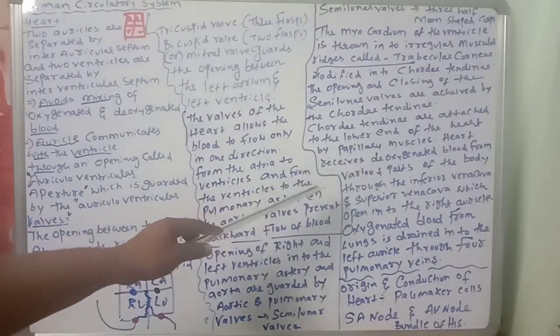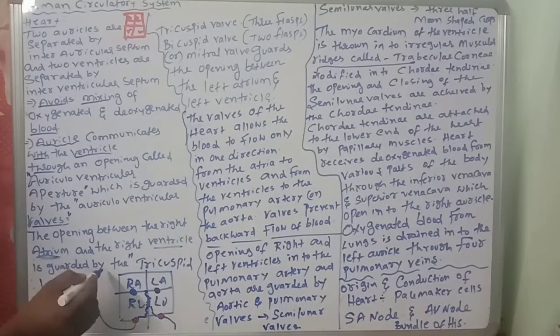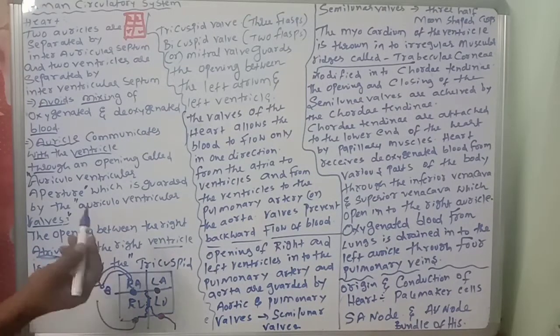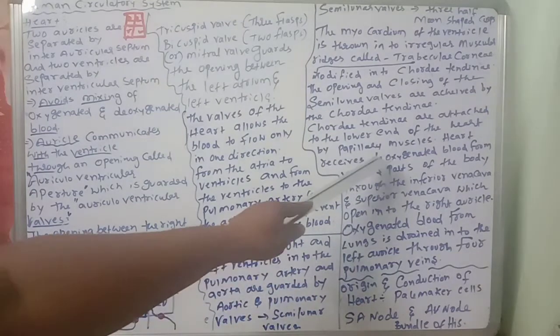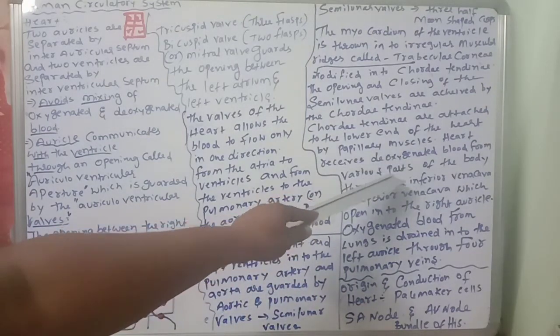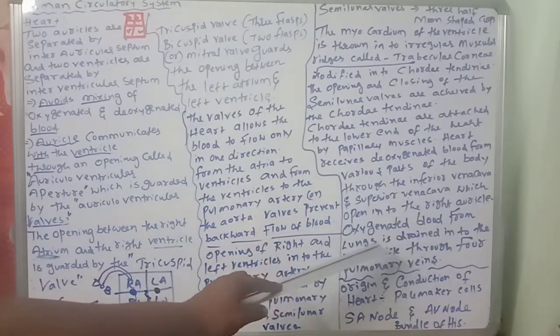The heart receives the deoxygenated blood from various parts of the body through the inferior vena cava and superior vena cava. The deoxygenated blood goes to the right auricle, then the right ventricle, and from there to the lungs through the pulmonary artery. So that point you should remember. The right auricle receives the deoxygenated blood through the inferior vena cava and superior vena cava, which open into the right auricle.